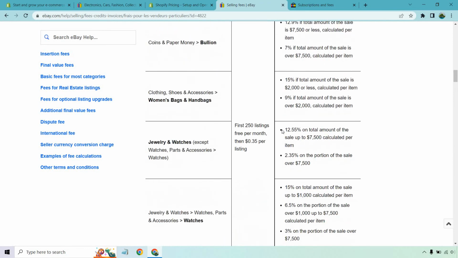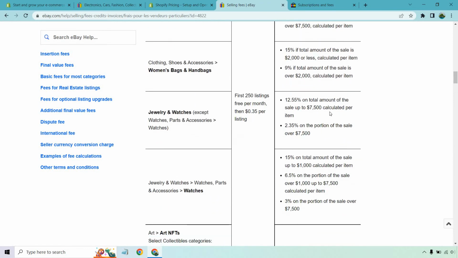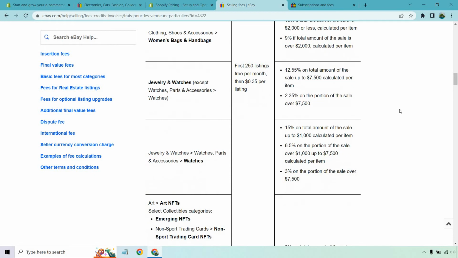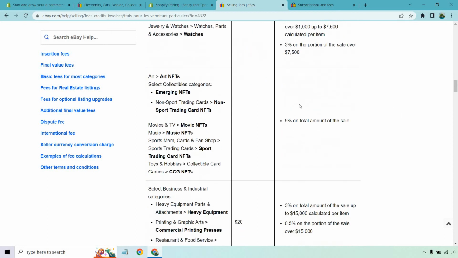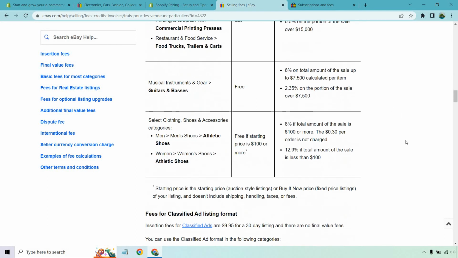12.9 over here, 15, 12.55. Remember, that's up to $7,500. So if you're selling anything more than that, yeah, you get 2.3, but it's probably going to be pretty rare that you're doing something like that. Then again, jewelry can get very high in terms of price. Looking at 15% here, up to $1,000, 5%, which isn't bad, 3%, 6%, 8%.